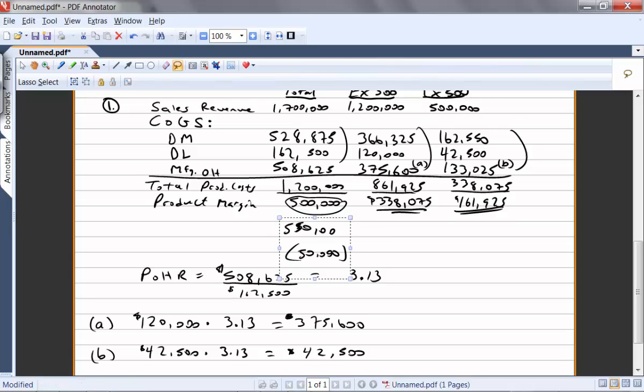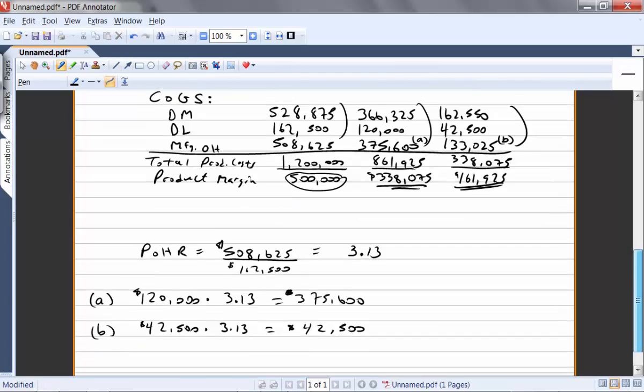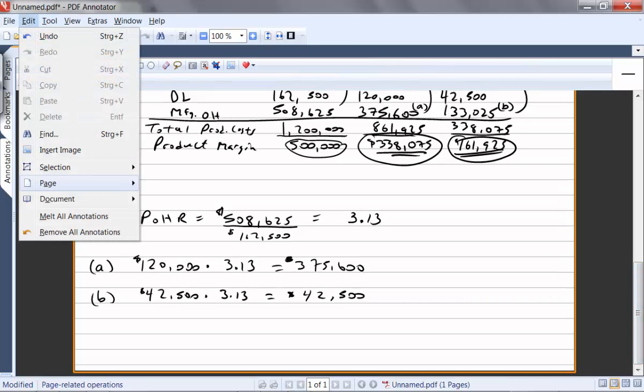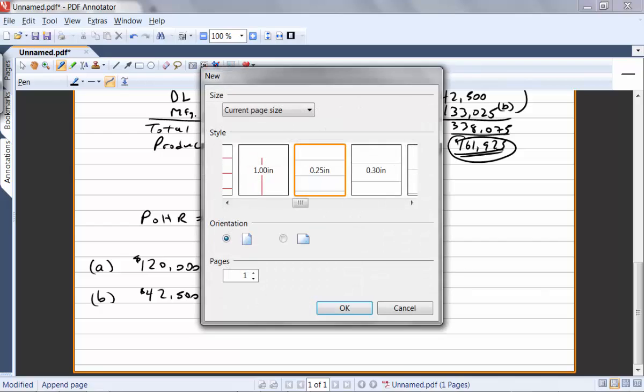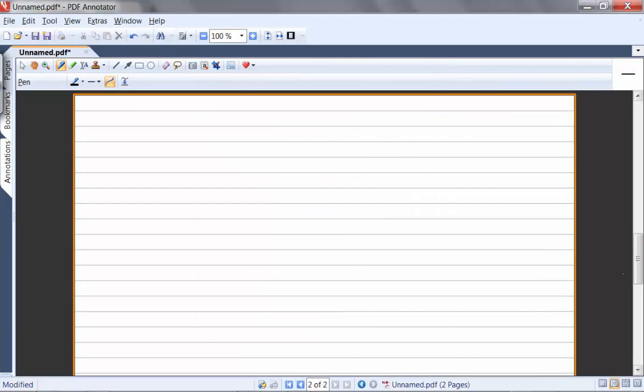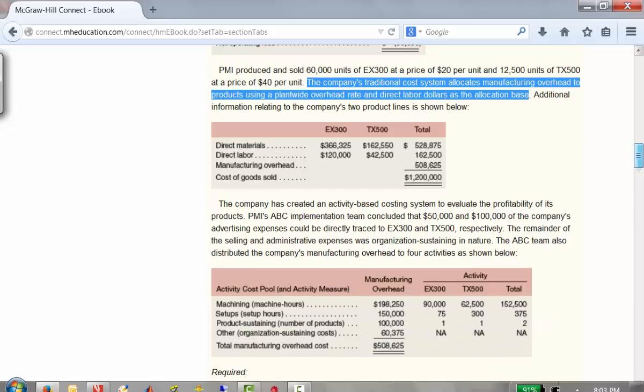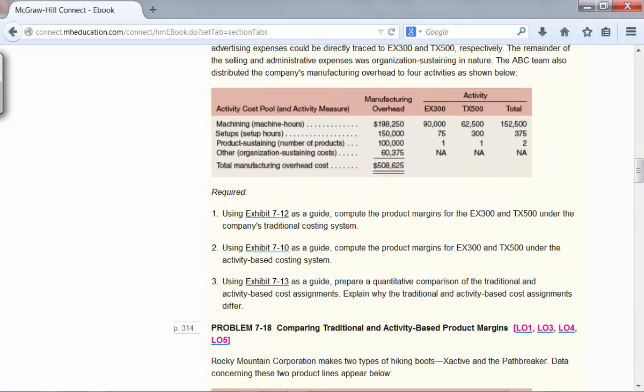So let's get rid of this here. All right. So we completed part 1. There's the answer for the E product and the T product, product margin under the traditional system. All right, let's go and do part 2. What do they want here? Compute the product margin for the E and the T under the ABC system.